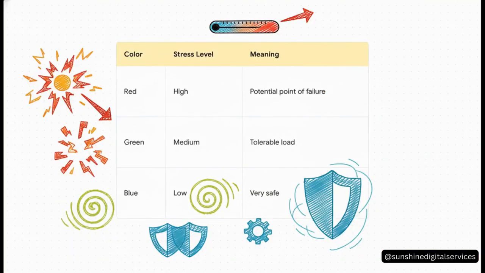These colors really do tell a powerful story about stress. The hot colors, like red, are your warning signs. They're pinpointing areas of really high stress that are potential points of failure. On the flip side, the cool blues show you where the design is totally safe. So with just a single glance, an engineer can see exactly where a design is strong and, more importantly, where it needs to be beefed up.